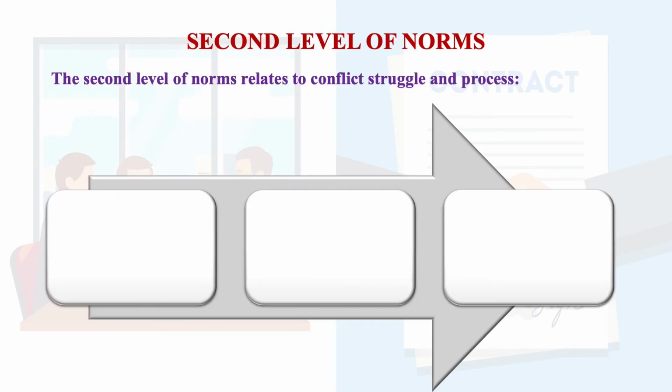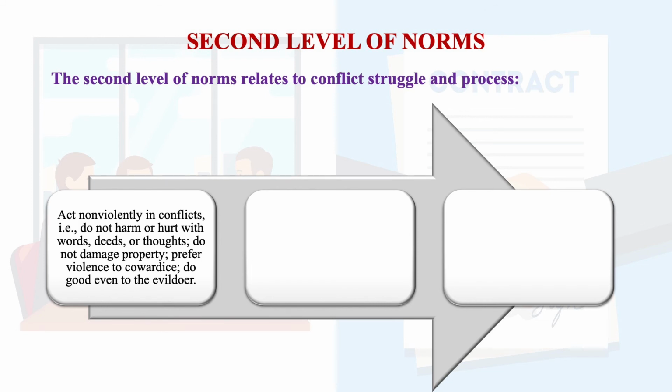The second level of norms relates to conflict struggle and process. It talks about acting non-violently in conflicts, that is, not harming or hurting with words, deeds or thoughts, not damaging property, not preferring violence to cowardice, and doing good even to the evildoer.